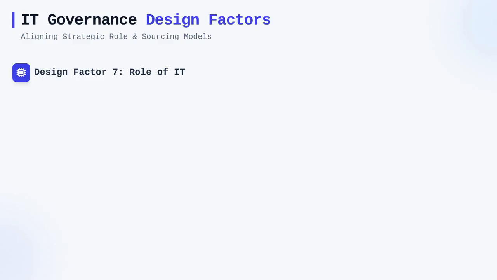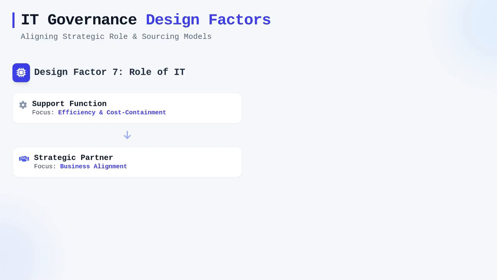Design factor 7, the role of IT, evaluates whether IT is viewed primarily as a support function, a strategic business partner, or the core product of the enterprise itself. If your organization treats IT as a commodity service, the governance objectives can often remain focused on efficiency and cost containment. Conversely, if IT is the primary driver of value as an innovation center, the management objectives must pivot toward agility, rapid scaling, and proactive research.